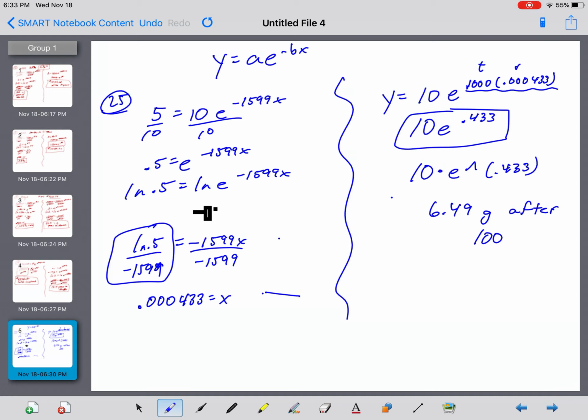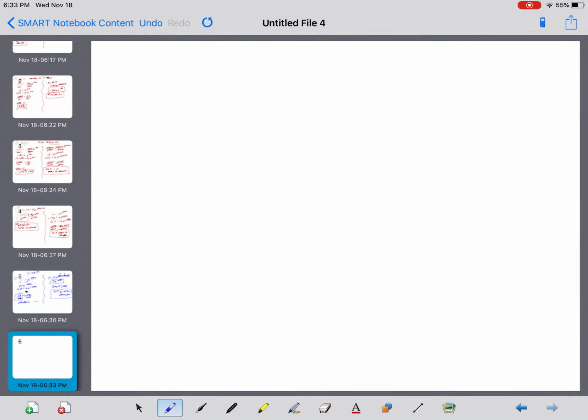And you're like, well, that's not even half. Well, yeah, that's because the half-life was 1,599 years, so that's why there's more than half left. All right, so you got to get the rate first. That's what we did over on the left side. Then you have to use that rate to calculate for a different year amount. 27 is going to be real similar. Let's rock on that one and be done.